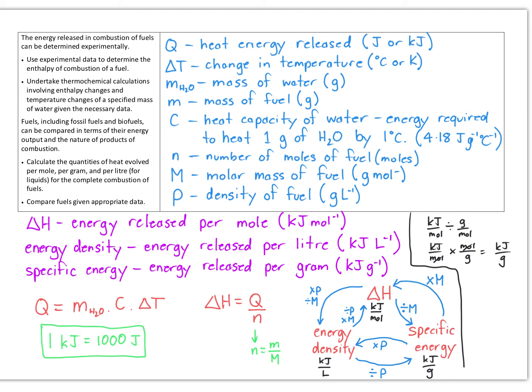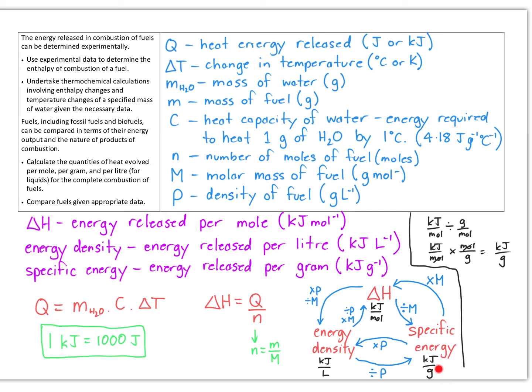You also need to be able to convert between energy density, i.e. kilojoules per litre, enthalpy, kilojoules per mole, and specific energy, kilojoules per gram. And the way that we do that, well, this is probably the easiest one to think about first. If we want to go from specific energy to enthalpy, from kilojoules per gram to kilojoules per mole, what we really want to do is go from grams on the bottom to moles on the bottom.